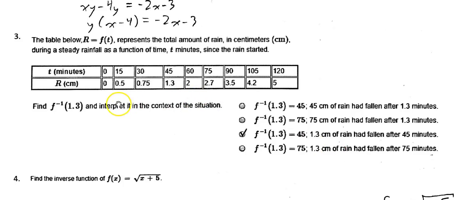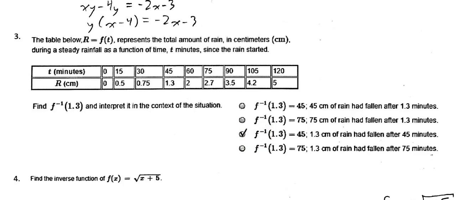And then conceptually, remember they're saying that this is how many centimeters of rain accumulated, and this is how much time it took to get that. Well, we're saying that there were 1.3 centimeters of rain, not 45 centimeters of rain. The 45 is referring to how many minutes have gone by. We're not flipping the unit. This is still 1.3 centimeters of rain.